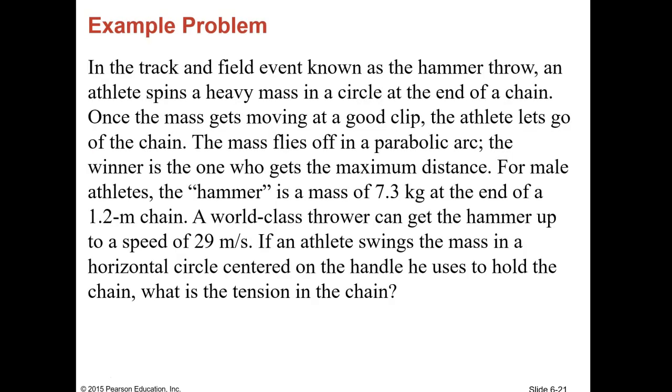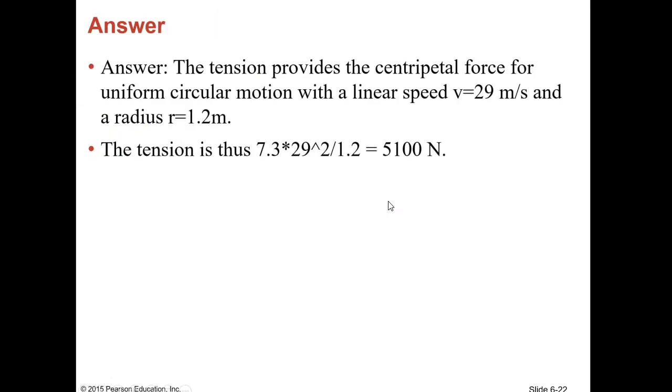So we know the 29 is the linear speed. We know we have a radius of 1.2 meters, and we know we have a mass of 7.3 kilograms. So the tension is going to be force equals mass times tangential speed squared divided by the radius. Mass, 7.3 kilograms, times tangential speed, 29 meters per second, squared, divided by the radius of 1.2 meters, gets you a tension of 5,100 newtons. That's the tension keeping that ball in the circle. When that's released, it flies.